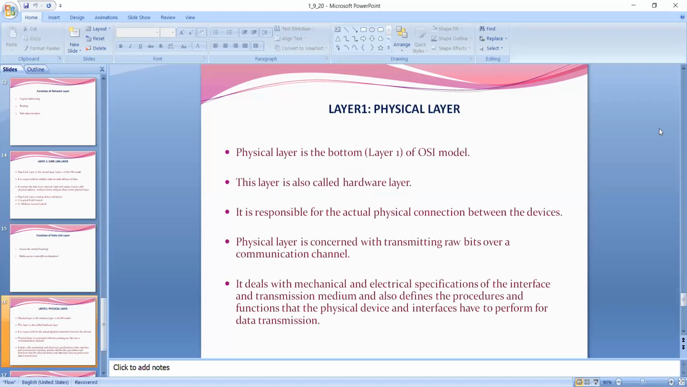So next, the last layer, that is the physical layer. I will explain it tomorrow. Let's just go back to the two layers we discussed today.